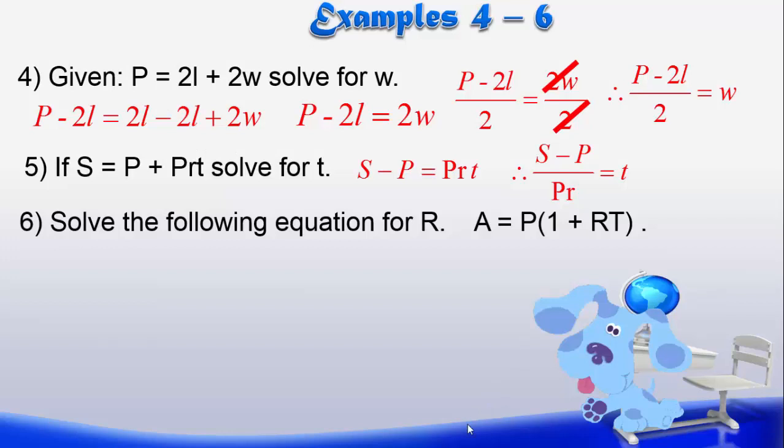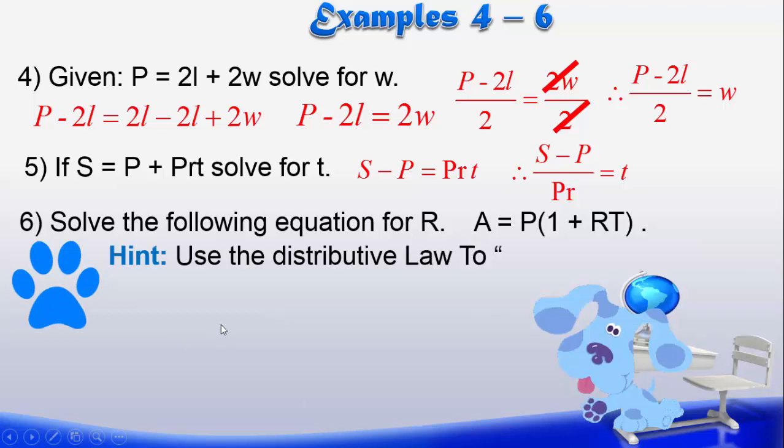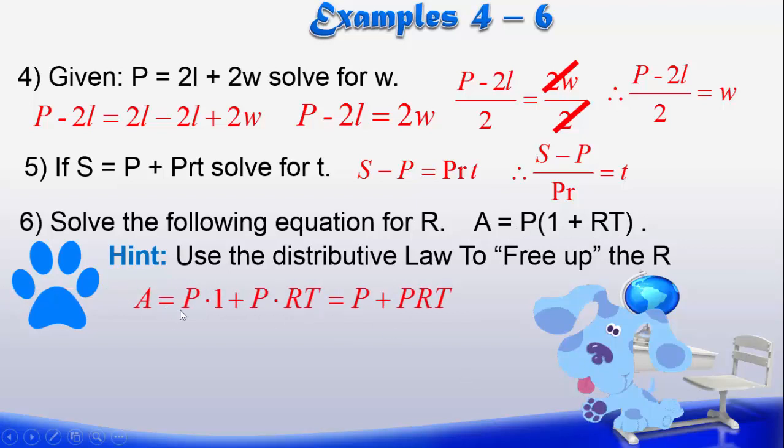In reviewing what we did on the whiteboard for example number 6, we used this hint to use the distributive law to free up the R. So we had to distribute the P times 1 and then P times RT to get A is equal to P plus PRT. Then we subtracted P from here because remember we want to isolate R. And then we divided by PT in order to get R all by itself, and we ended up with A minus P over PT is equal to R.